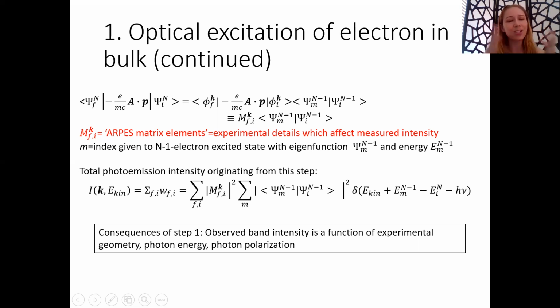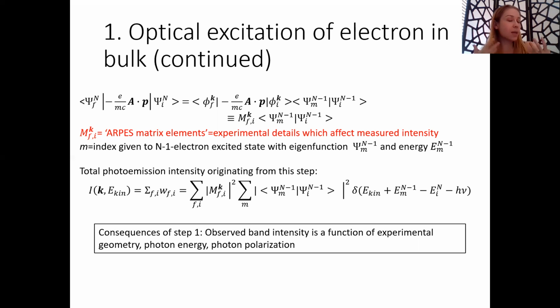What this actually is are experimental details which affect the measured intensity. Experimental details are things like your experimental geometry, like which way the beam is coming in relative to the sample. It is things like the polarization of light, and the photon energy of the light. Different choices will make the intensity of the spectrum you measure look different.